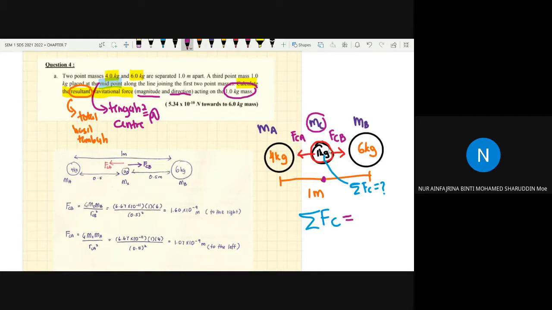Okay, tengok arrow dia. Miss nak korang tengok arrow dia. Satu arrow dia ke kanan. Kalau dia ke kanan dia adalah positif. Kalau dia ke kiri, dia adalah negatif. Therefore, awak nak tambahan gravitational forces ini. Jadi dia akan jadi FCB tambah dengan negatif FCA. So, macam mana kita nak buat dia?